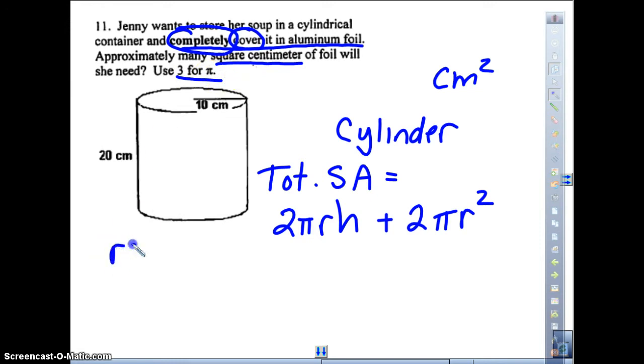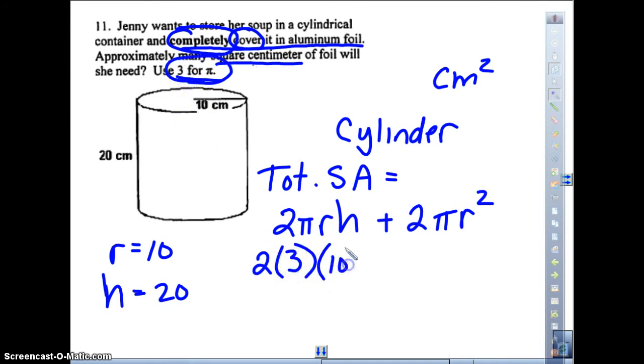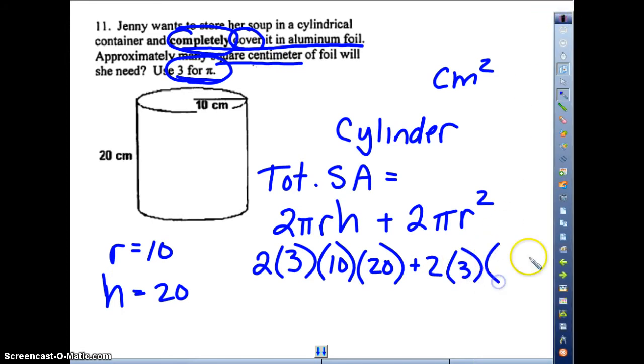Do we have a radius? Yeah, it's 10 centimeters. Do we have a height? Our height is 20. So let's just start plugging numbers in. 2 times 3, our radius is 10, our height's 20, plus 2 times 3. We're using 3 for pi this time. And our radius squared, radius is 10, 10 squared.